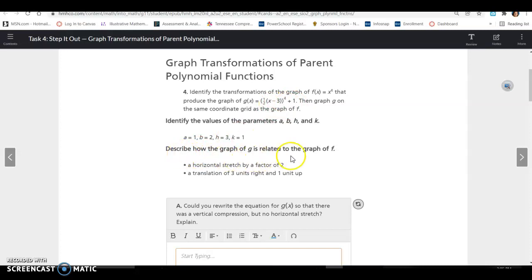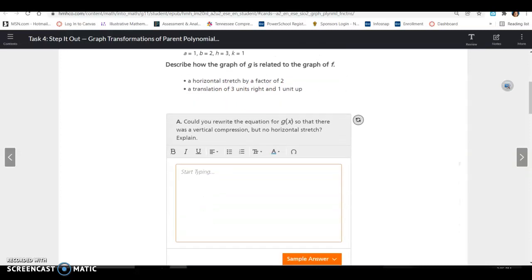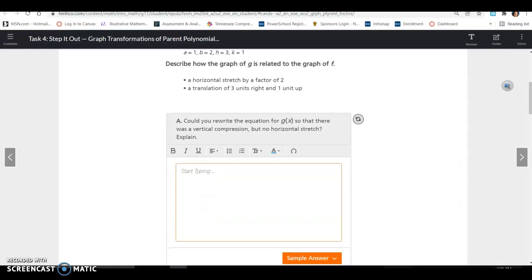Describe how the graph of g is related to the graph of f. So in words, this would be a horizontal stretch by a factor of 2 and translated 3 units right and 1 unit up. All right, could you rewrite the equation of g of x so that there was a vertical compression but no horizontal stretch?